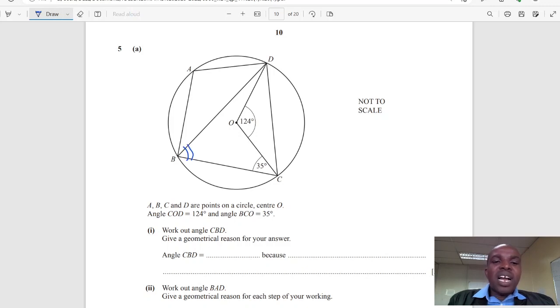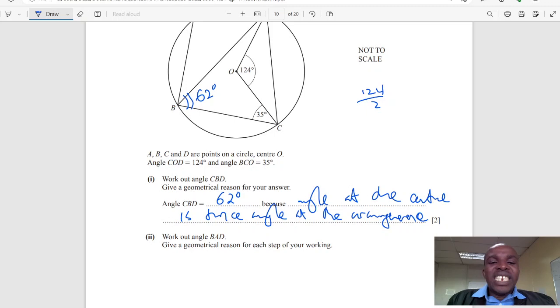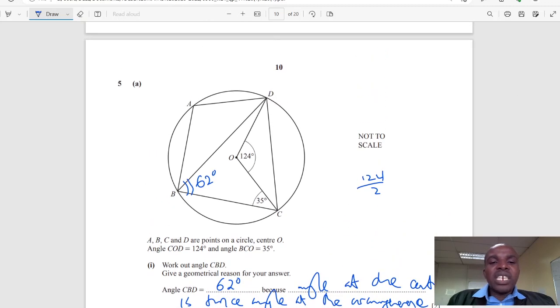CBD is this one. So this one you can check. It's a half of COD. Angle at the center is twice angle at the circumference of a circle. So it will be 124 over 2. 124 is 62 degrees. Then you can say angle at the center is twice angle at the circumference. So it will be 62 degrees. Done. Then next, work out angle BAD. Give geometrical reason for each answer.